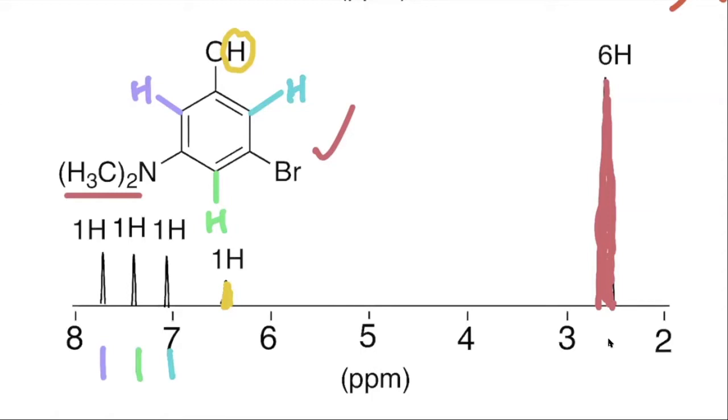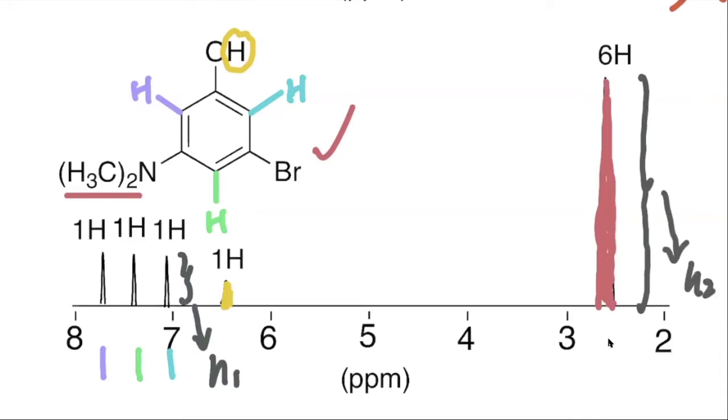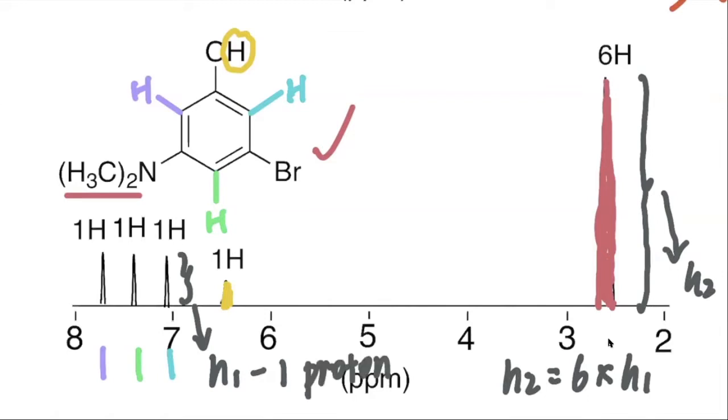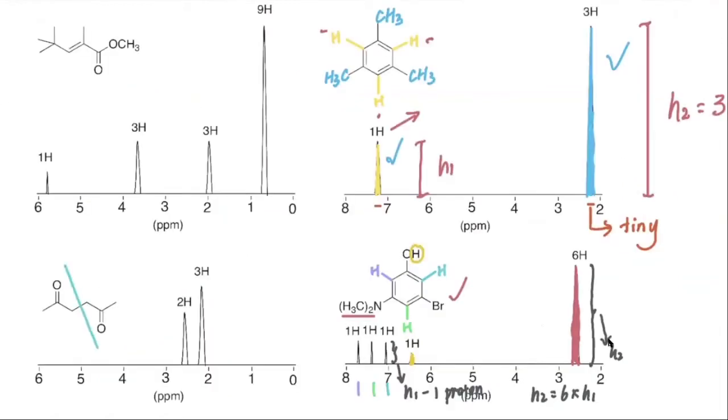So only if you are pretty sure that this peak, this integration, is 1 proton, then you can compare the height of this one, and this is height 2. Okay, the height of that. So height 2 equals 6 times height 1, and if I'm pretty sure there can only be 1 proton in my height 1, then the peak between 2 and 3 is going to be 6 protons. That is showing an example here.